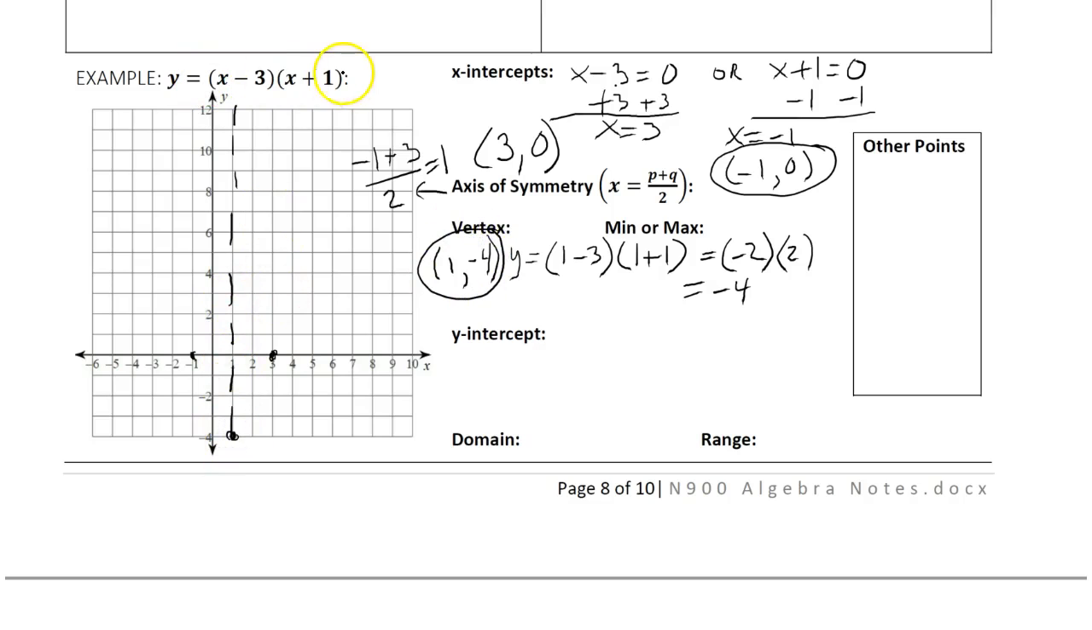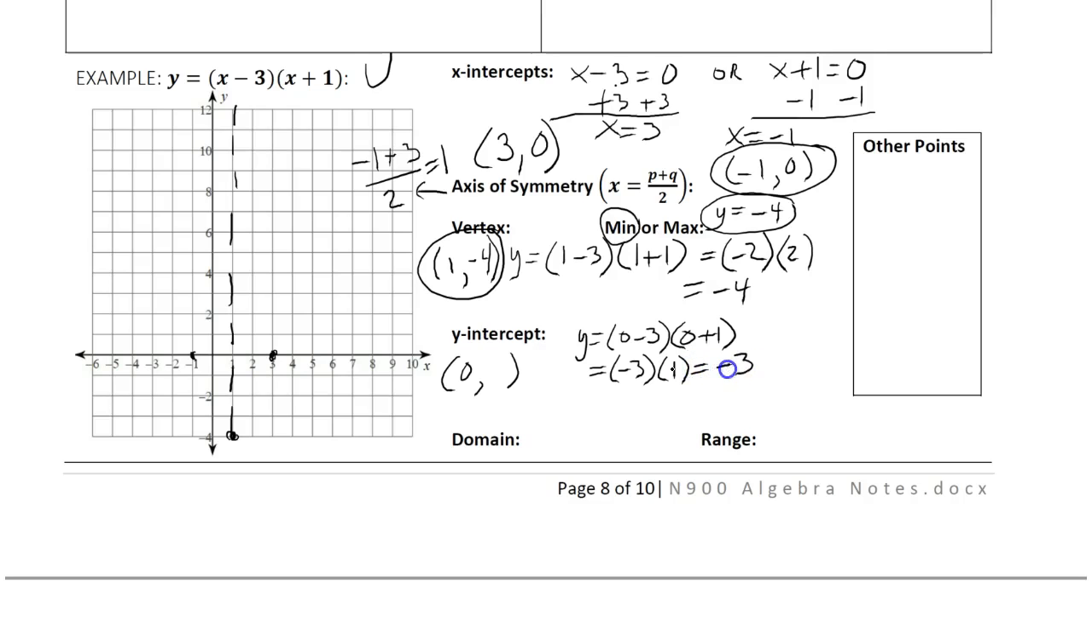This parabola opens upwards, so it has a minimum at y equals -4. The y-intercept is found by setting x equal to 0 and solving for y. Y equals 0 minus 3 times 0 plus 1, or -3 times 1, which equals -3. The y-intercept is (0, -3). The domain, as usual, is all real numbers. The range is y is greater than or equal to -4.